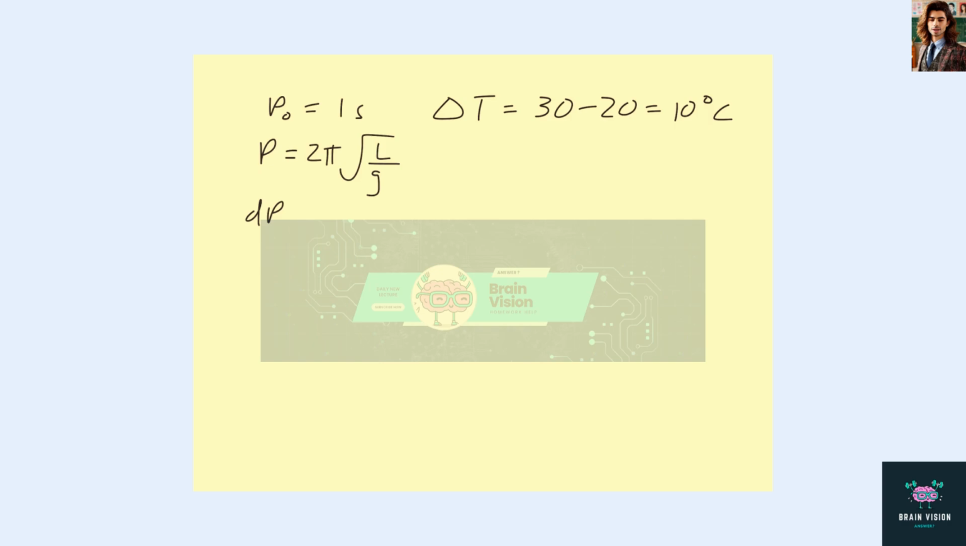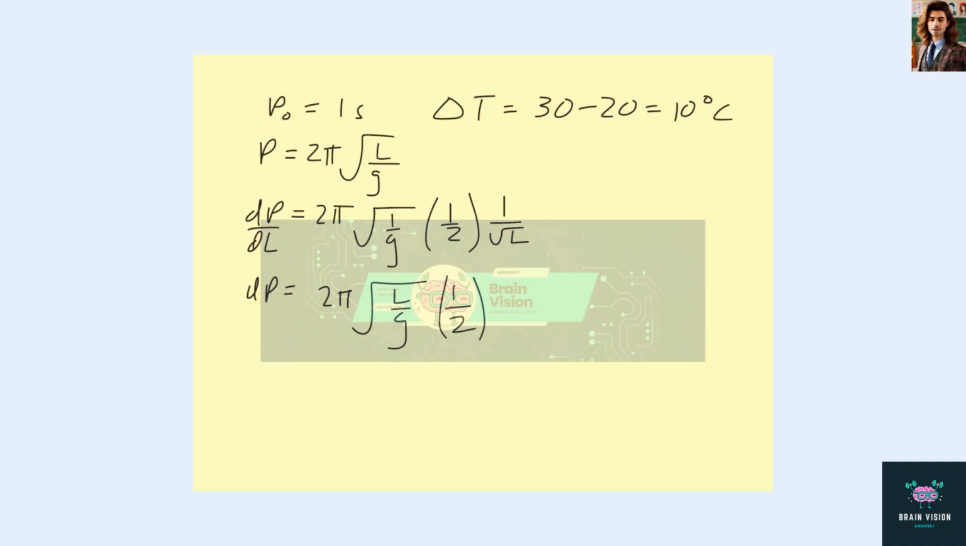Now, let's take an infinitesimally small portion or change in that period, delta P, with respect to L. So dP over dL is equal to 2 pi times 1 over G times 1 half times 1 over the square root of L. We can rearrange this and write dP is equal to 2 pi times the square root of L over G times 1 half times dL over L.